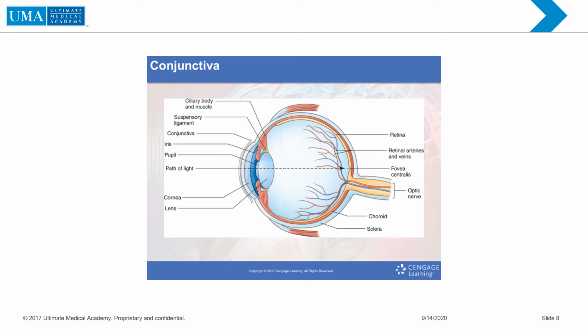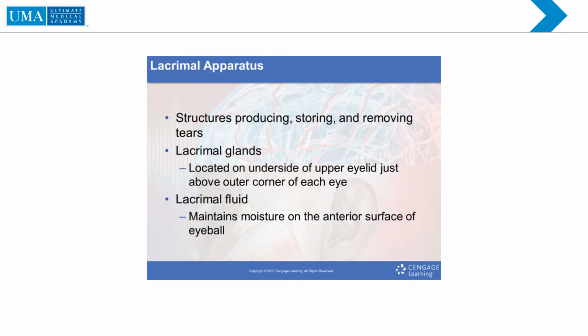Now, conjunctiva is the singular term, but the plural form would be conjunctivae. Next, we have the lacrimal apparatus, also known as our tear apparatus, and it consists of structures that produce, store, as well as remove tears. The secretion of tears is referred to as lacrimation.